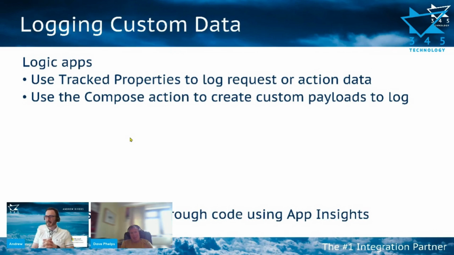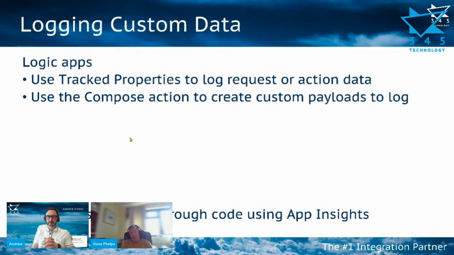Track properties are really useful because they allow you to log additional data that could be of use to support, for example, as Andrew said, like an order ID. But track properties can track two things. They can track the payload that comes into the trigger, or they can track the input and output of the action. So if you think of a SQL call, you might be taking part of the payload and sending that to SQL. You might be getting some kind of result back. So with track properties, you can track both of those. You can track the input and the output.